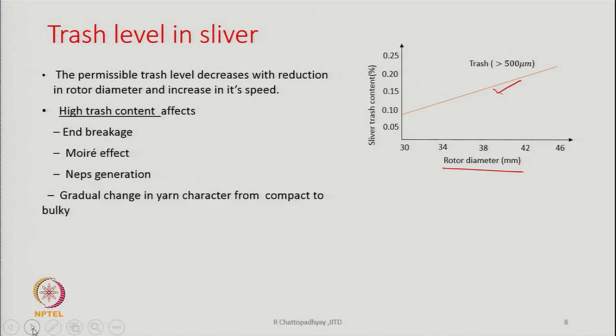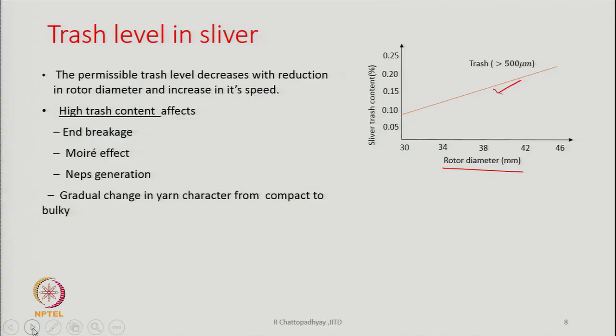High trash content affects what else? It affects end breakages, it can create Moire effect, it will create nap generation, and it can gradually change the character of the yarn from compact to bulky. If we do not bother much, then we will see that the quality of the yarn suffers from the beginning to the end of the package because of high trash content and its presence in the groove.